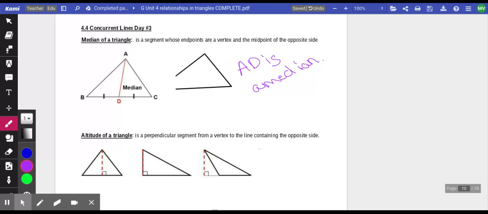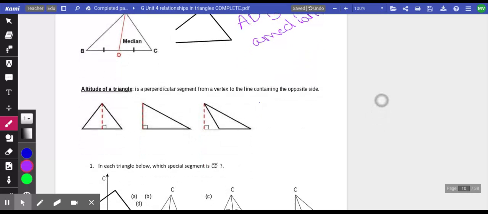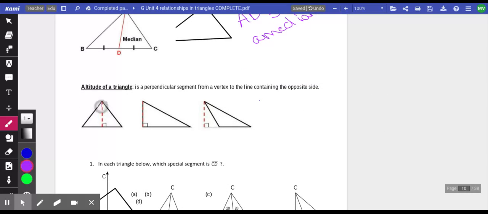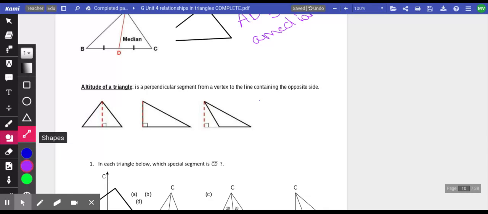The other word we need to define is altitude. Altitude is a perpendicular segment from the vertex to the line containing the opposite side. So when I look at these three triangles, this line is an altitude because it goes from the vertex to the opposite side and it's perpendicular. When I have a right triangle, the altitude is the leg because it's going from the vertex to the opposite side at a right angle. And when I have an obtuse triangle, it's on the outside. These were often what you would call the heights when you were talking about the area of a triangle.